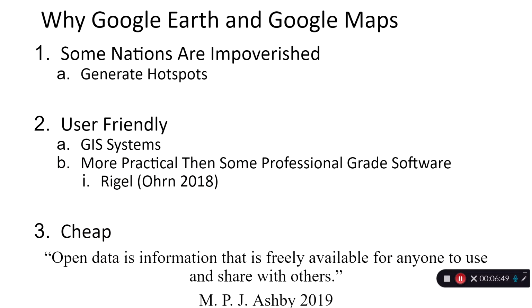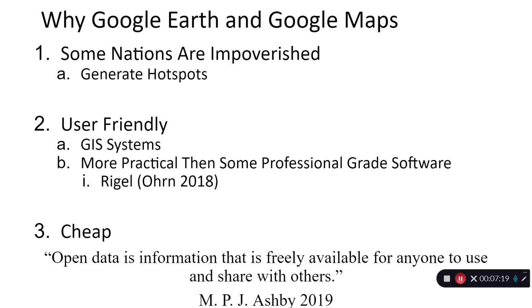When we see a trend, such as the mass utilization of a tool, it's necessary to ask why we see that trend. The reasons why Google Earth and Google Maps are being embraced is, one, some nations are impoverished. In one article I read, researchers in Guyana use Google Maps to create hotspots. As soon as a crime is reported in the media, people can use that online application to determine where the crime occurred. This is useful if you do not have a reliable law enforcement agency in the area.